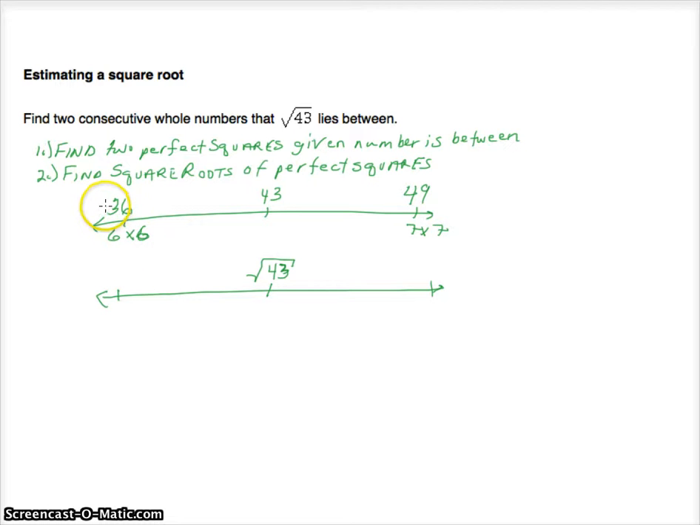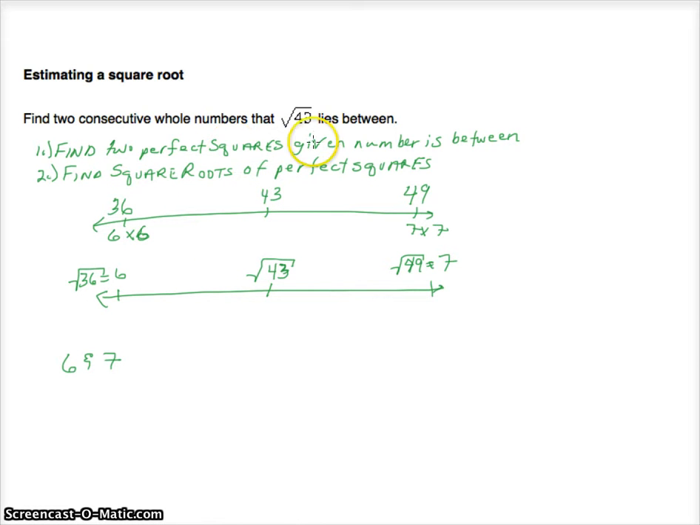The square root of 36 is 6, and the square root of 49 is 7. So our two consecutive whole numbers that the square root of 43 lies between are 6 and 7. As you see here, I have 43. It is between 6 and 7, which are the square roots of the two perfect squares that 43 is between.